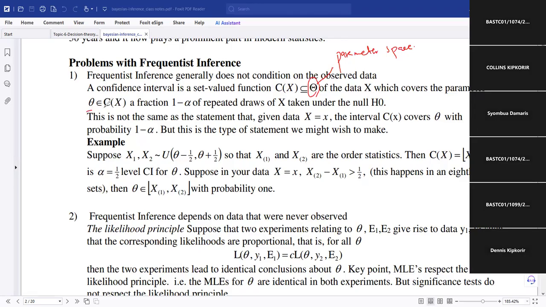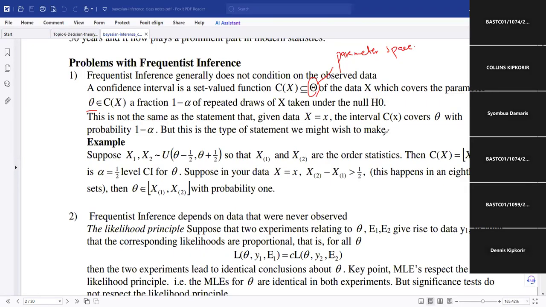And this parameter theta is taken to be a subset of this particular function. And it covers with probability 1 minus alpha over repeated draws of x taken under the null hypothesis H0. So this is not the same as the statement that given data X equals x, the interval C of x covers theta with probability 1 minus alpha, but that is the type of statement that we might wish to make.